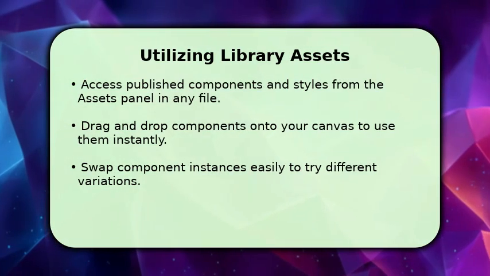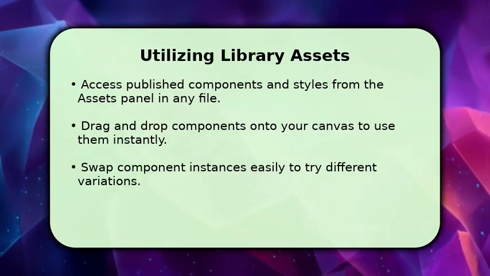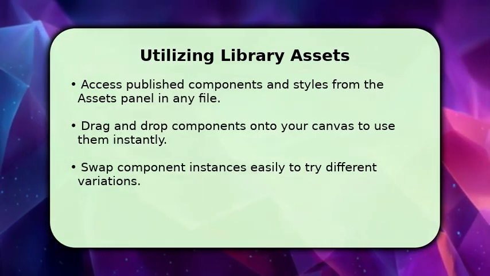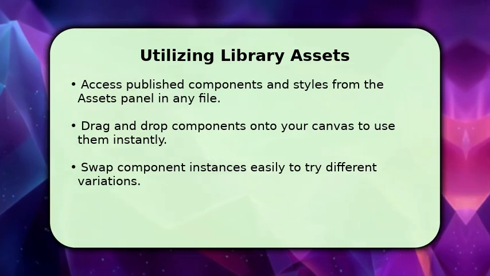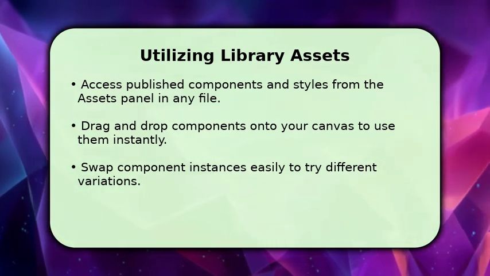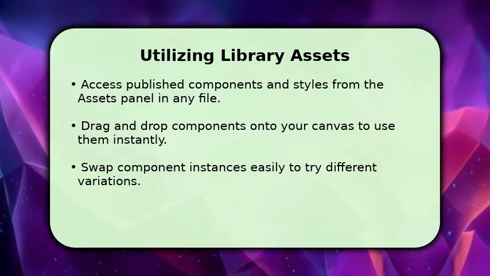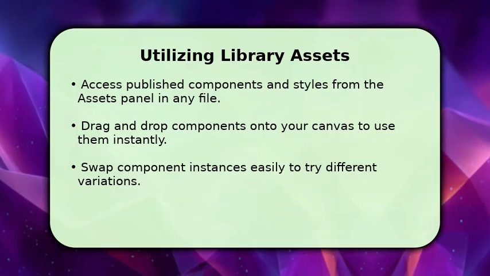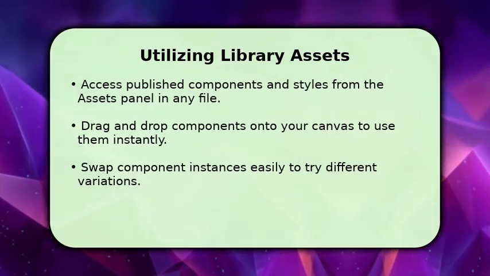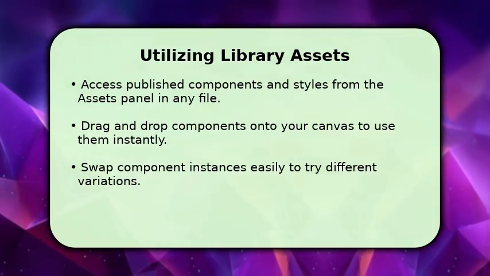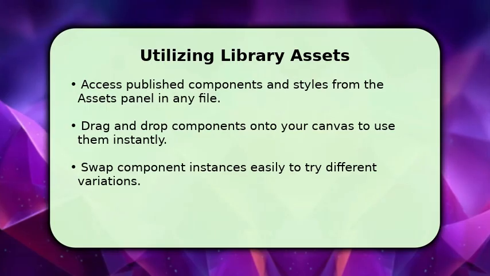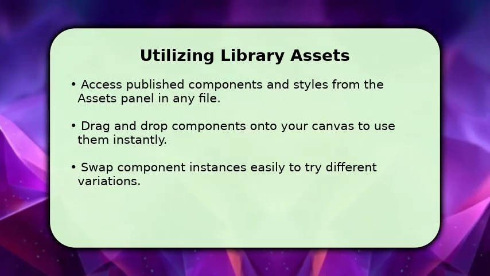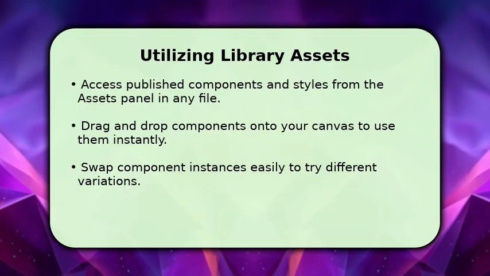Once your library is published, accessing its assets is straightforward. In any Figma file, simply open the Assets panel on the left sidebar. You will see all your published components and styles listed there. Just drag and drop a component onto your canvas to use it. You can also easily swap component instances, for example, changing a primary button to a secondary one directly from the right-hand Properties panel, saving you valuable time.